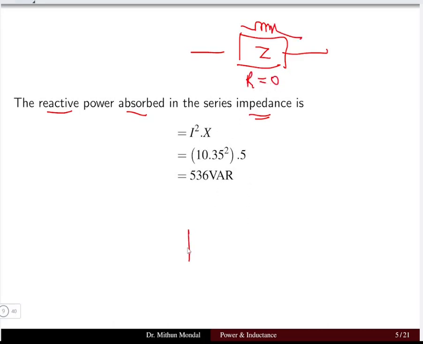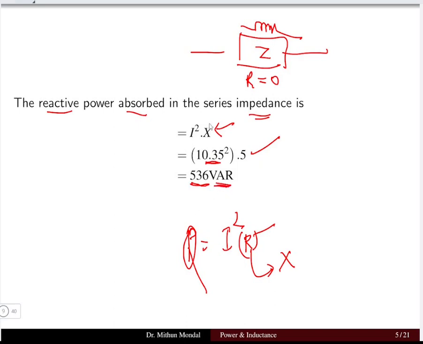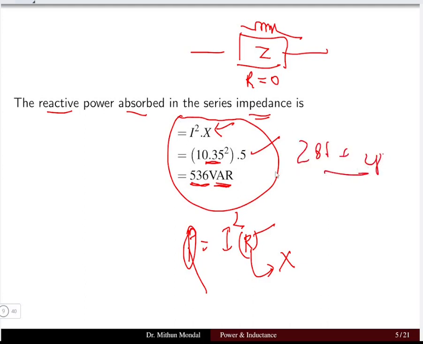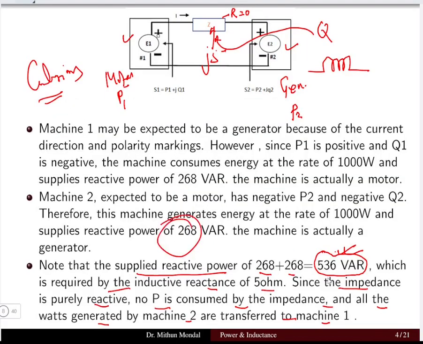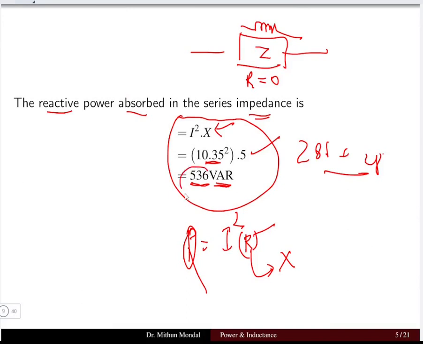I know that the power I can write as I squared into resistance R. So this is the real power. If I have the reactive power Q, this resistance will become the reactance. So I squared X, where X is the reactance of the line, is equal to 5, and the current magnitude is 10.35 ampere squared. So I'm getting 536 volt ampere reactive. From here it is also very easy to calculate: 268 plus 268 combines to 536 volt ampere reactive, and from here also we are getting 536 volt ampere reactive. So that is the reactive power which is absorbed by the series impedance of the line.